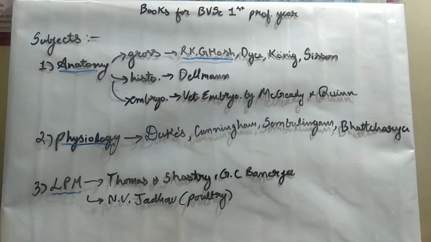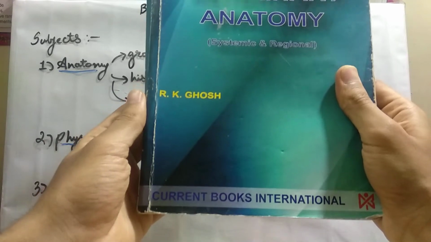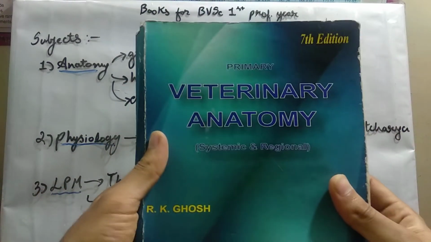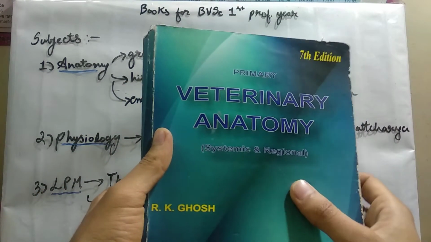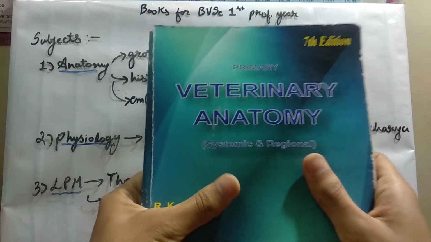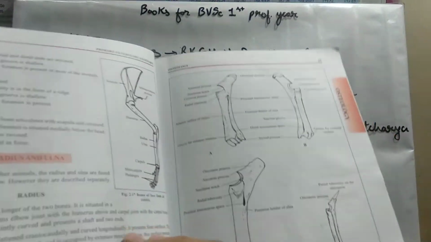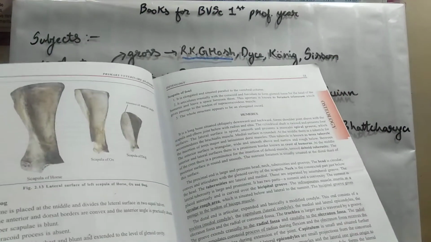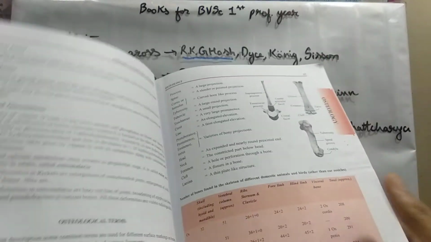Ghosh. R.K. Ghosh is a very basic anatomy book that you can find at any offline store, or even through online stores. This is the 7th edition of Primary Veterinary Anatomy, Systemic and Regional by R.K. Ghosh. This is the book that everybody uses in our college, but I personally think that it is lacking in some aspects. We'll come to this later.